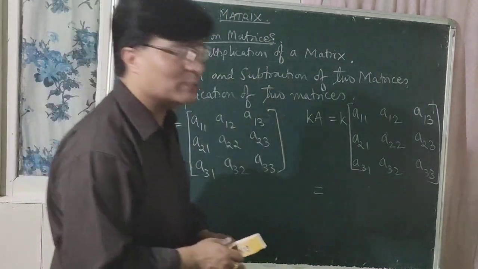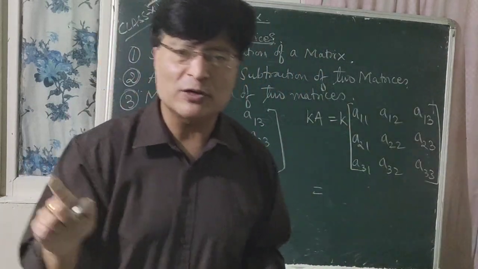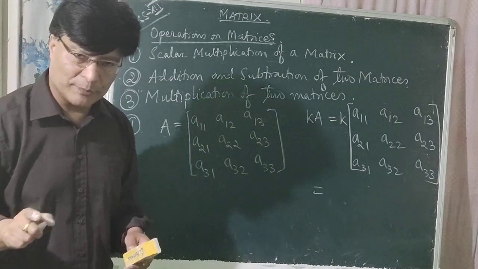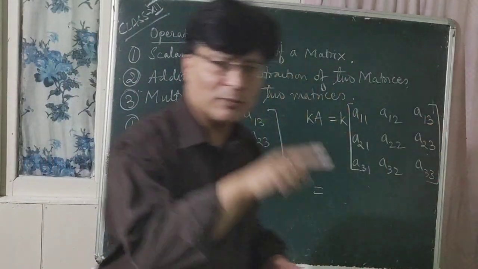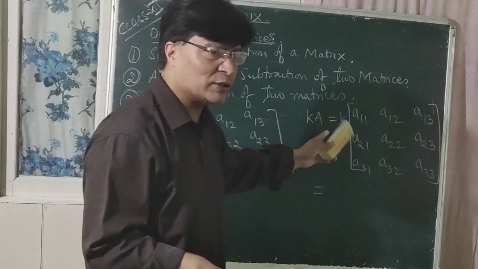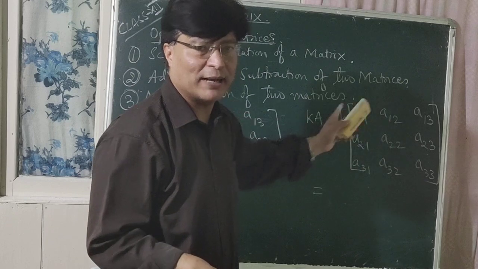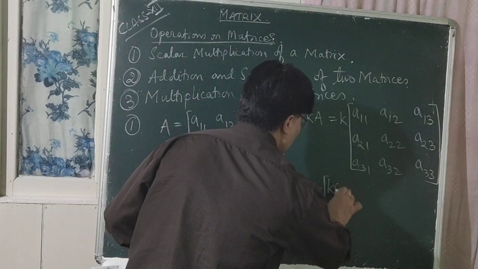So in case of determinant, while multiplying by K, you have to multiply either the first row or second row or third row, or you have to multiply K by the first column or the second column or the third column. But in case of matrix, you have to multiply all the elements here by K.